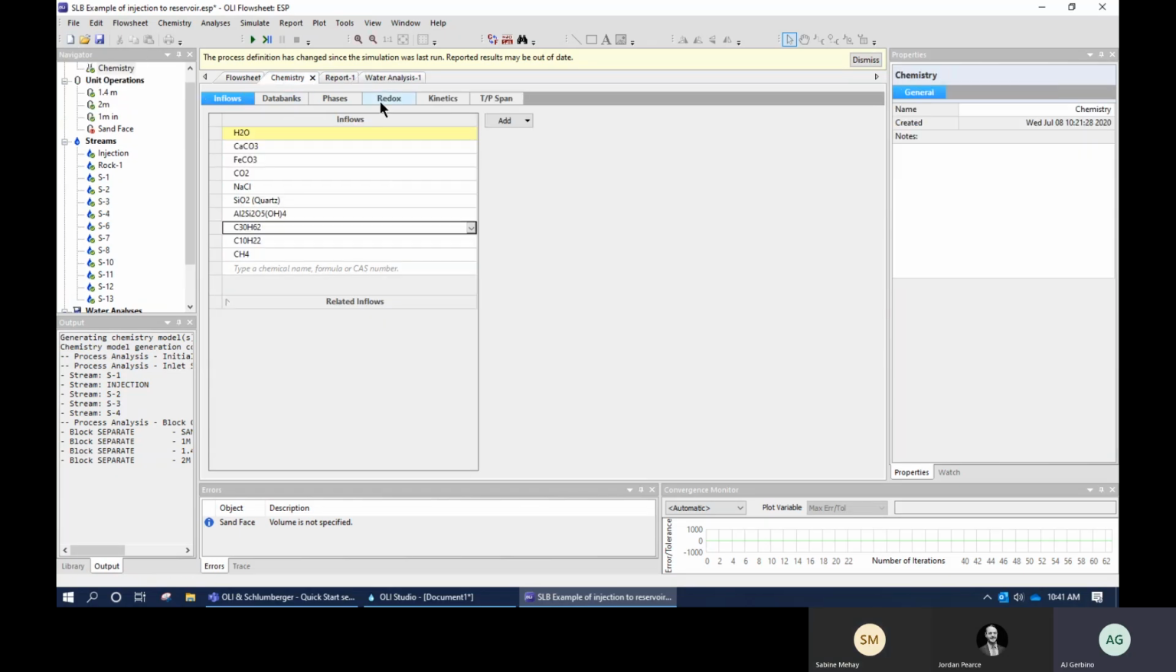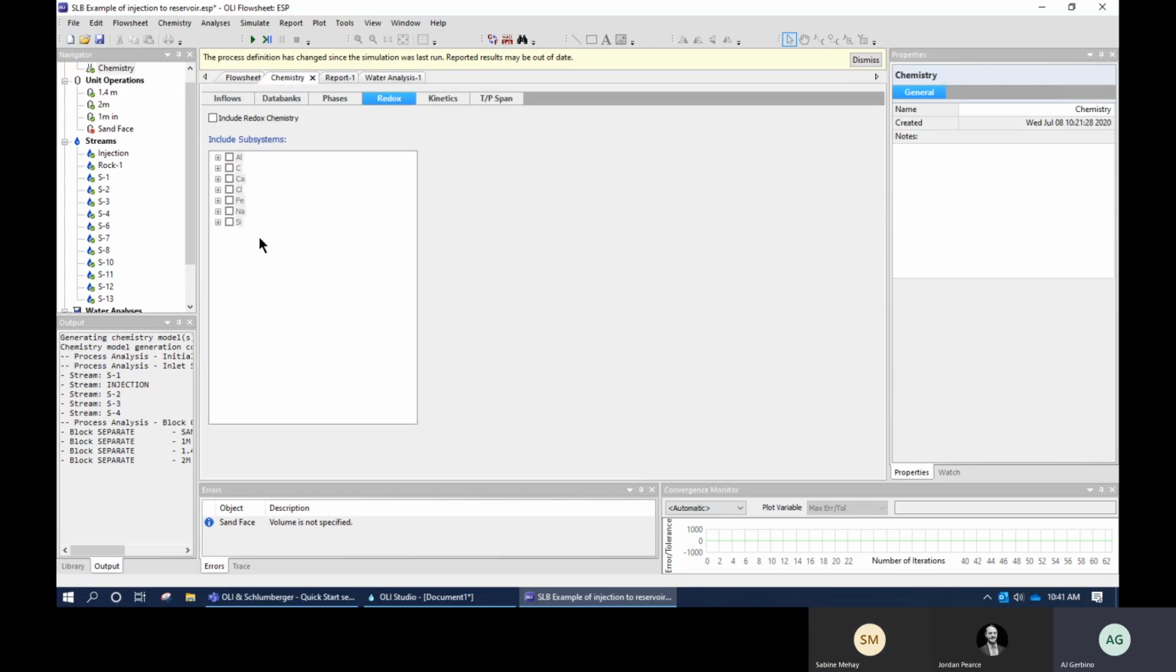The software does contain redox reactions. But those redox reactions are thermodynamically driven, whatever gives you the minimum energy. But as you know, bacteria are not driven by that, right? And as a result, oh, wait a second.